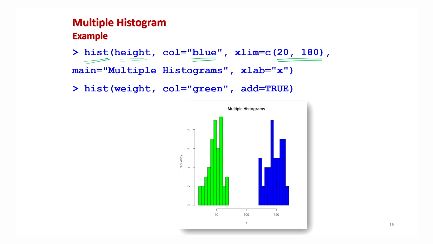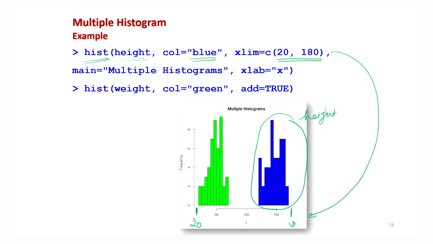So, you can see here, this is the data on height, this is blue in color, and the range of this is 20 to 180, somewhere it is 20 and somewhere it is 180.